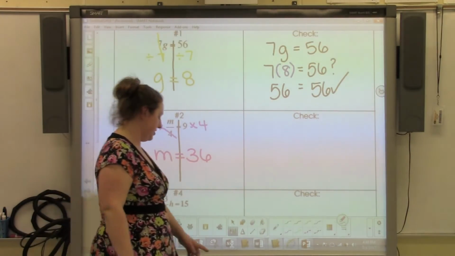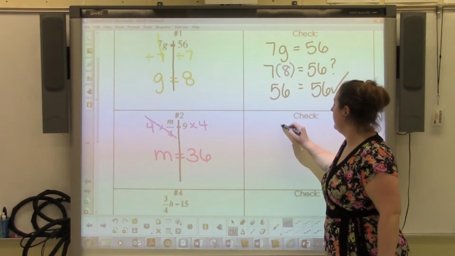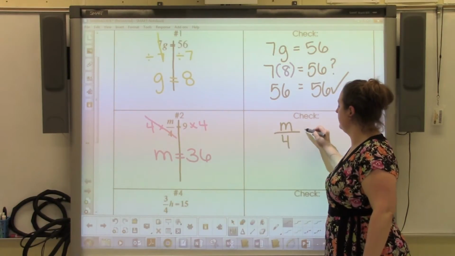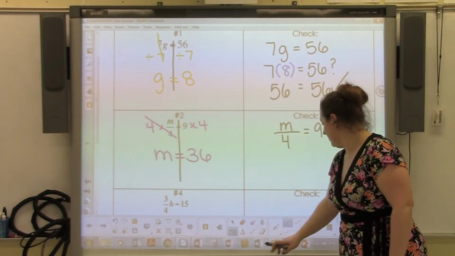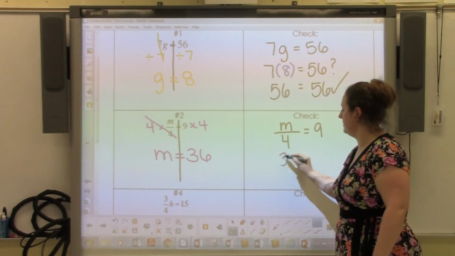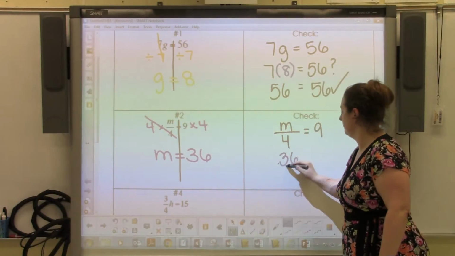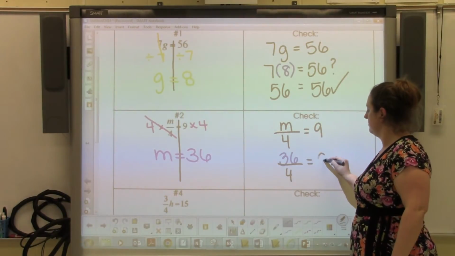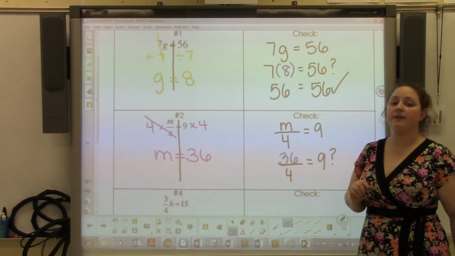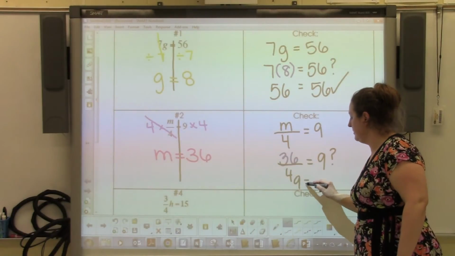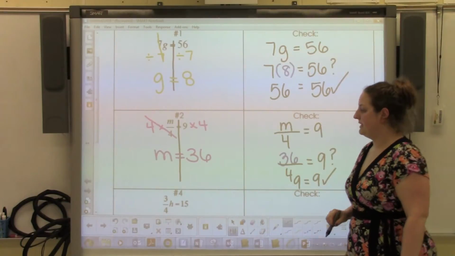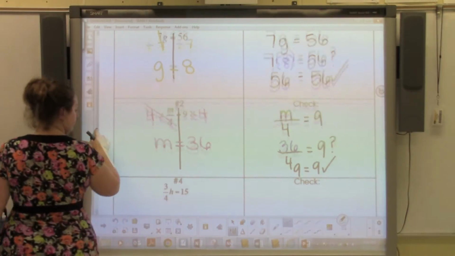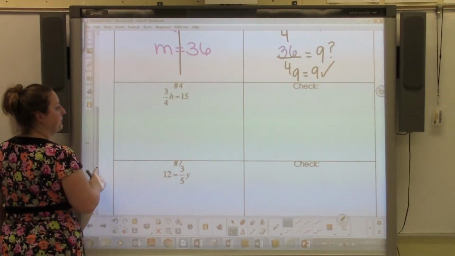All right, let's check it. M divided by 4 is equal to 9. So if we were to replace m with 36, do we still get 9? And sure enough, 36 divided by 4 is 9, so 9 is equal to 9. We're in good shape. All right, let's try one more. Oh, I'm sorry, 2 more.